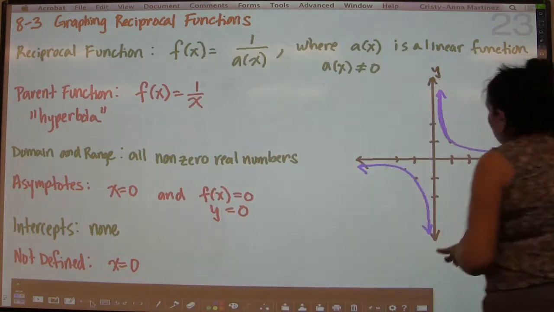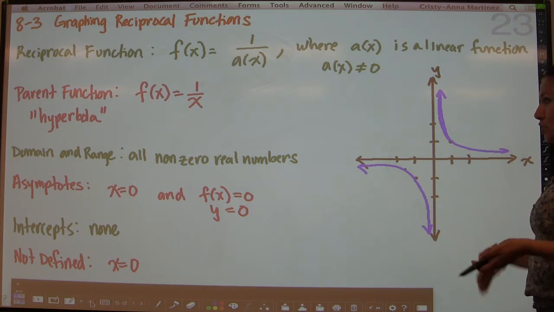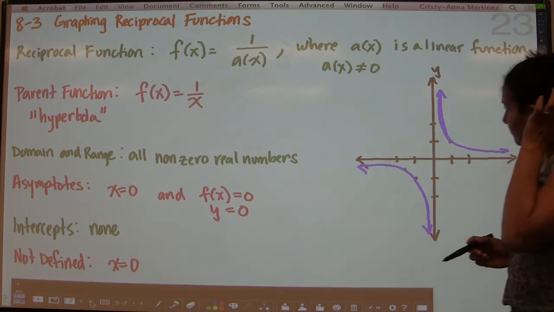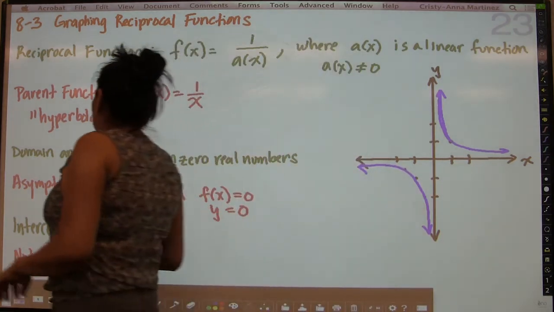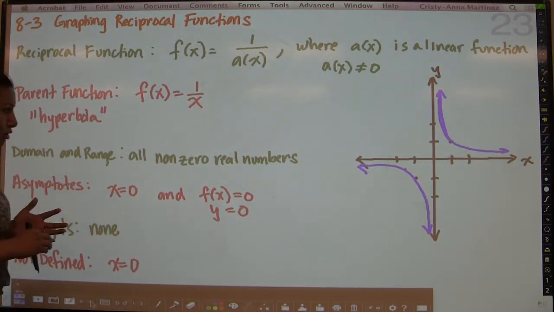Sometimes they refer to those parts as branches. So here is one branch, and here's the other branch, or arms, or whatever you want to call it, but together we basically call them a hyperbola. And so then we have domain and range. For this function, it is basically all non-zero real numbers.